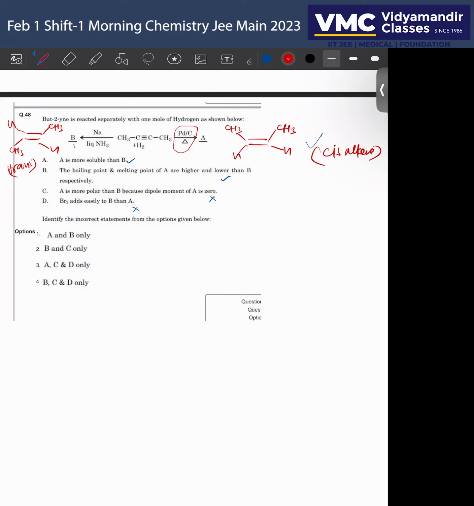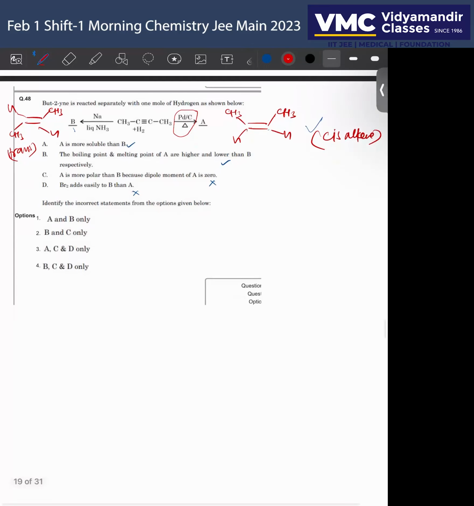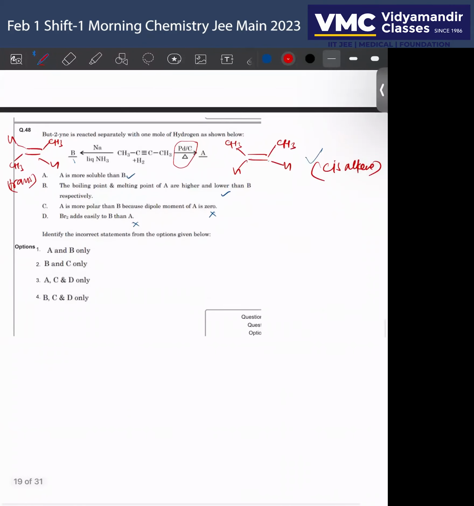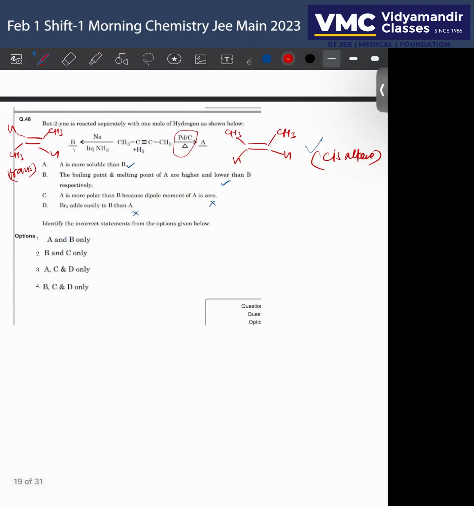The boiling point and melting point of A are higher and lower than B, respectively. It is also correct because the boiling point of cis alkene is more and the melting point of trans alkene is more due to symmetry. A is more polar than B. Yeah, A is more polar than B, it is correct. But because of dipole moment of A is 0, no, dipole moment of A is not 0. Dipole moment of B is somewhat 0.